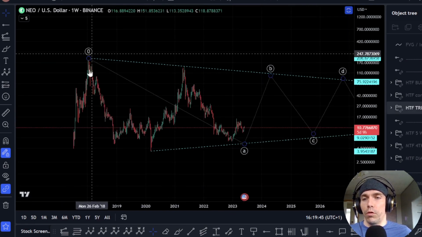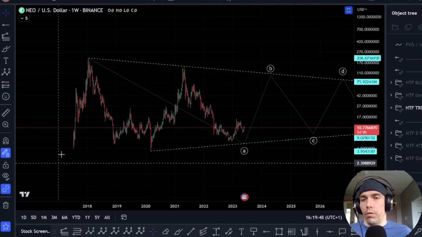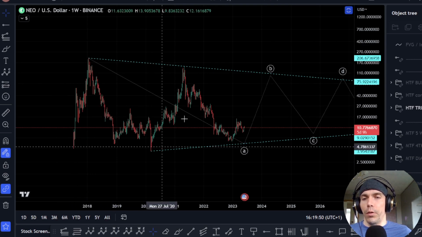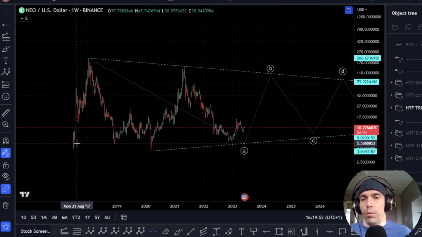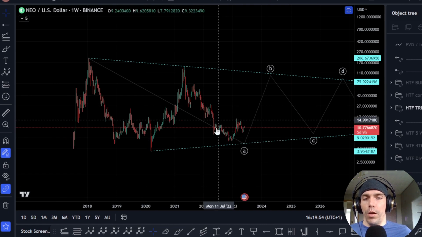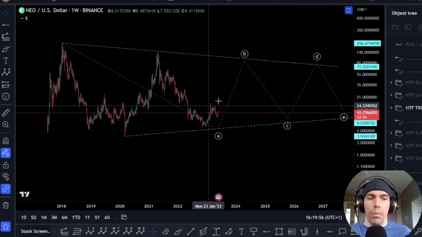It is also possible this could be another 3-wave move making up part of the triangle, and then we could actually be maybe within a C wave or a D wave here. We don't really have that information at hand.